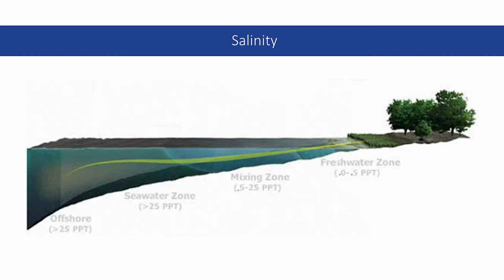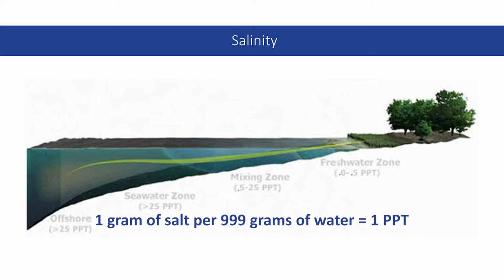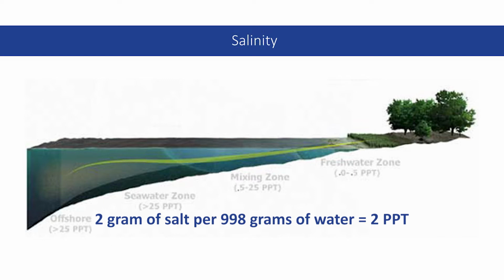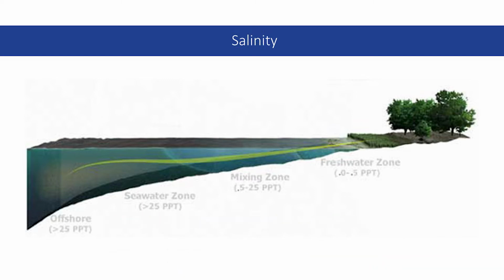We usually measure salinity in parts per thousand, which is the grams of salt in 1,000 grams of solution. If there is 1 gram of salt in 999 grams of water, there is 1 gram of salt in 1,000 grams of solution, or 1 part per thousand of salt. If there is 2 grams of salt in 998 grams of water, there is 2 grams of salt in 1,000 grams of solution, or 2 parts per thousand. To find salinity, simply subtract the amount of grams of salt from 1,000.